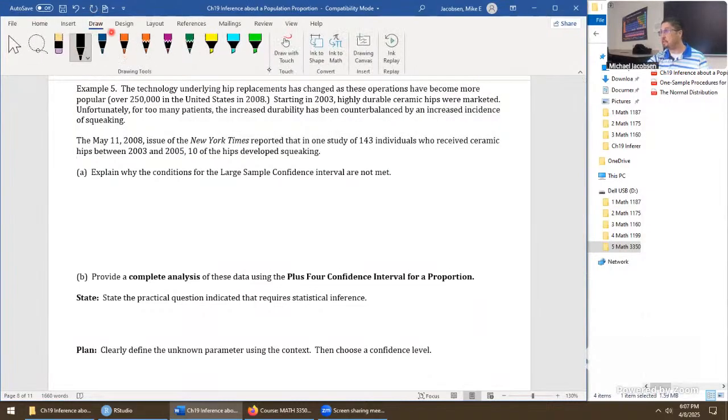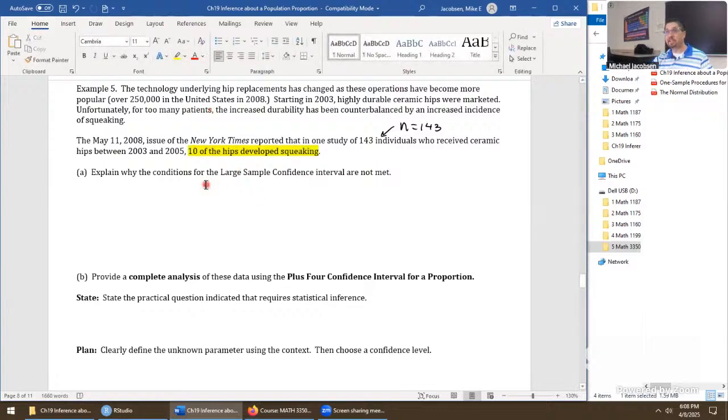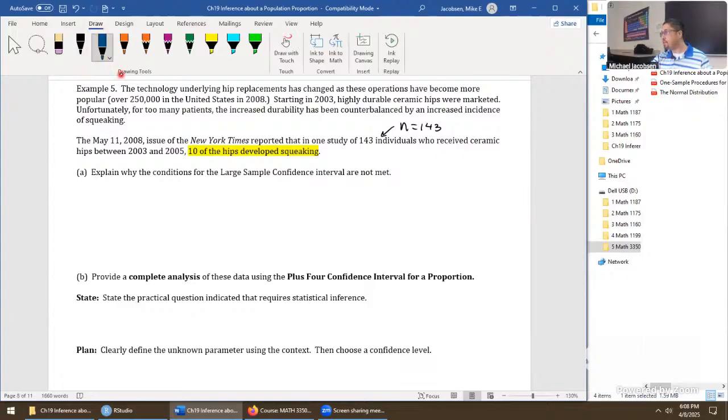So we're told in this problem, sample size is 143 individuals. We're told 10 of the hips began squeaking. That's telling us the number of successes in the problem. That's what the study seems to be all about, the bad outcome for this total hip replacement. So we have 10 hips like that. That tells us these are the successes. And in our formula, we often write X to be the number of successes in the problem, capital X. It's now set at 10. So 10 individuals have squeaking hips now.